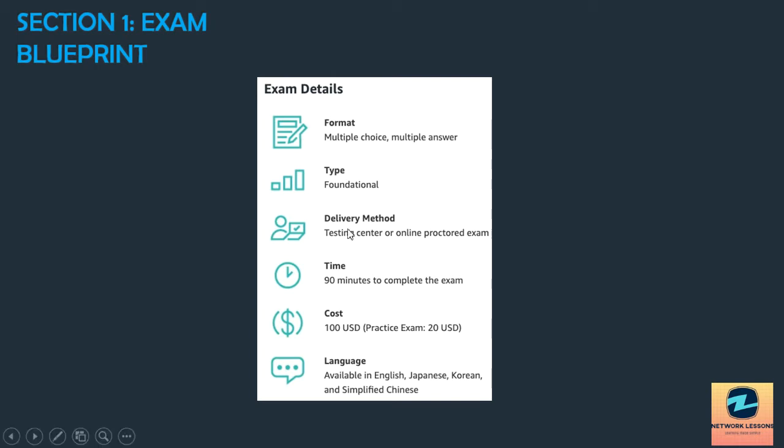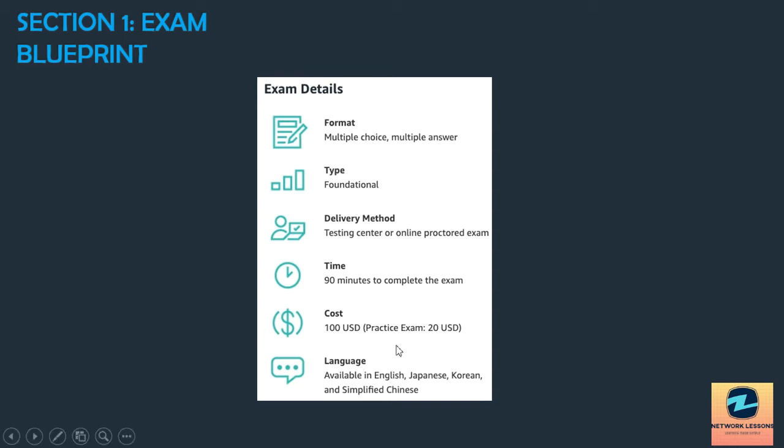And the delivery method that you can go for this exam is either through a testing center or an online proctored exam. So you can give this exam at your home also. The duration of the exam will be 90 minutes. So you will have 1.5 hours. And the cost that you need to pay for this exam is $100 USD.